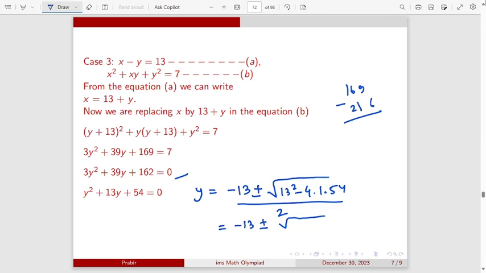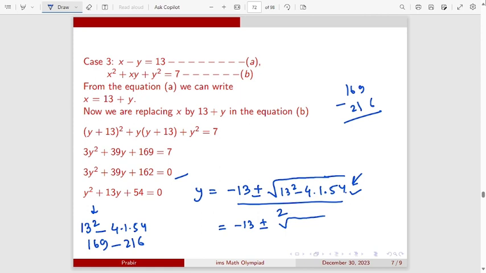Okay, so again b square minus 4ac means this term. Let me conclude this one also. What is b square minus 4ac? 13 square minus 4 into 1 into 54. So this is again 169 minus 4 times 54, which is 216. So that's why in the square root we are getting negative numbers.